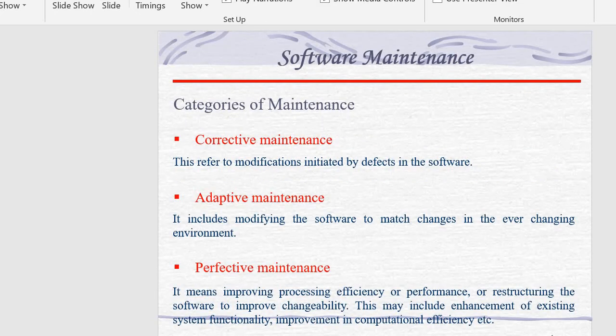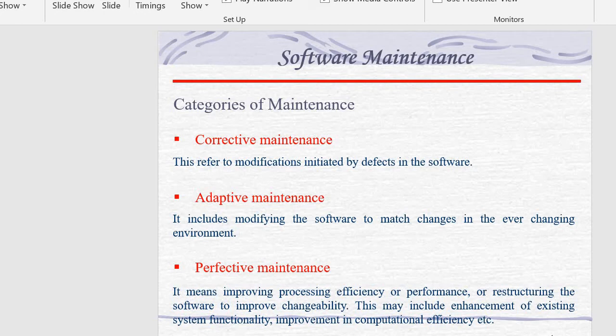Next we discuss the categories of maintenance. There are basically four categories of maintenance: corrective maintenance, adaptive maintenance, perfective maintenance and preventive maintenance. Corrective maintenance refers to the modification initiated by defects in the software. Adaptive maintenance includes modifying the software to match changes in the ever-changing environment. If there is any requirement from the customer regarding the modification or the addition of new functionality, in that case we go for adaptive maintenance.